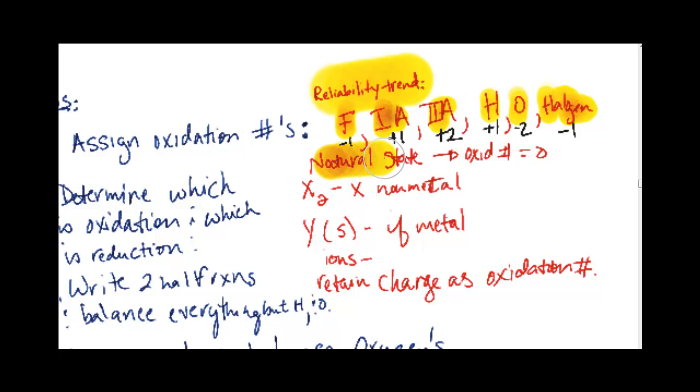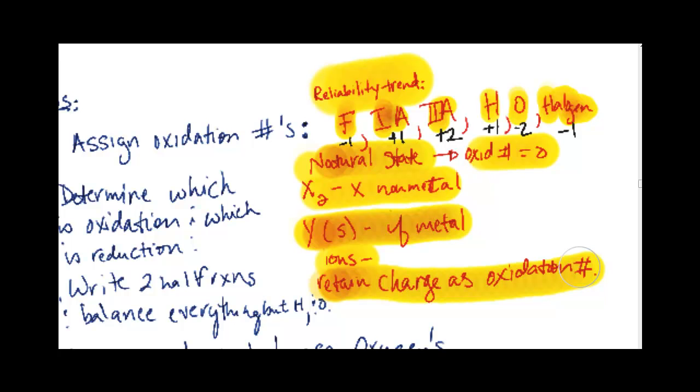Also, if they're in their natural state, the oxidation number is 0. So in other words, all nonmetals exist in a diatomic state, meaning they're bonded to themselves covalently. So if you see that for a halogen or oxygen or hydrogen, its oxidation number would be 0. If you have some solid Y, being the metal, whatever Y is, then what you have is also 0, because metals naturally exist in solid form. And then the ions, finally, they just take the charge as the oxidation number.